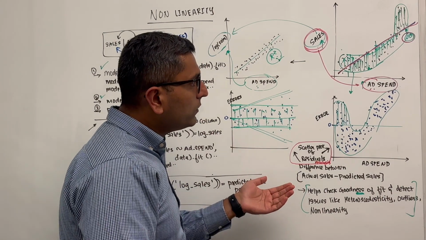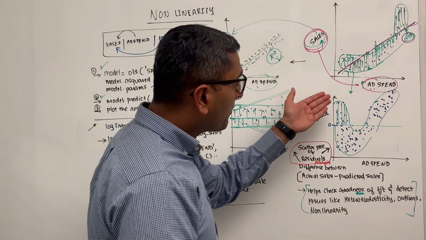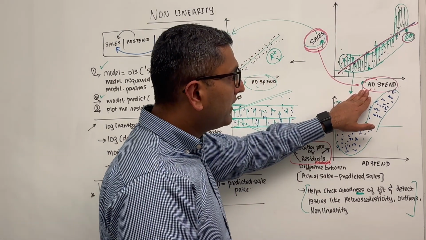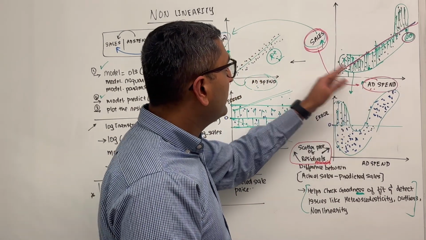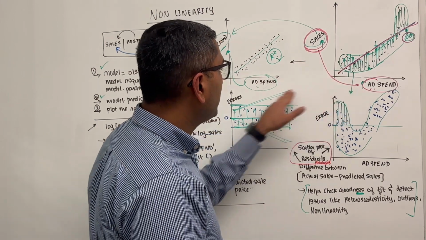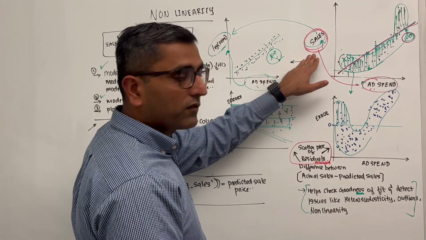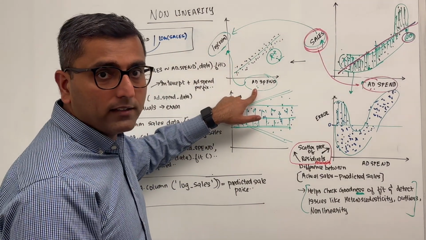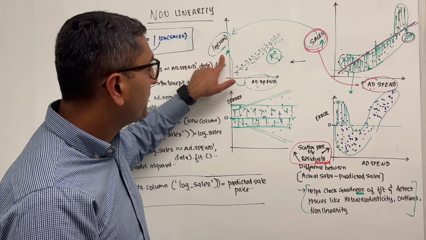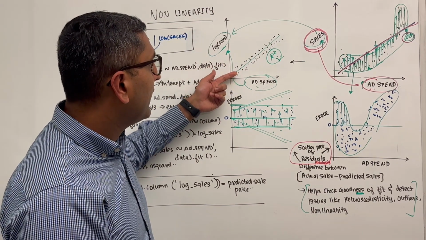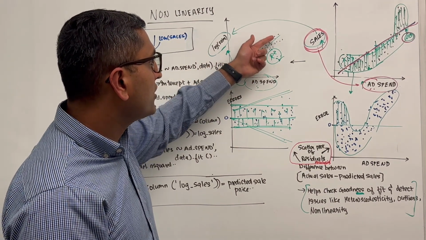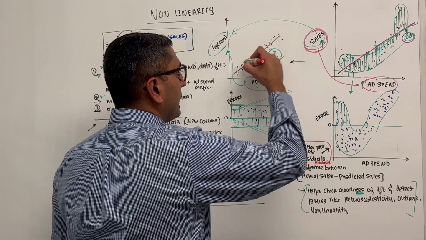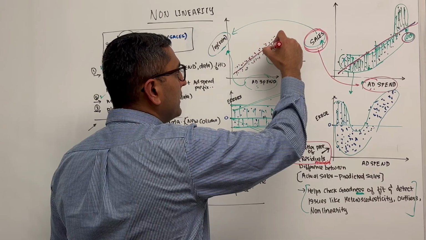So what we need to do is pause and then transform our input variables. It could be that you transform your independent variable here, ad spend. Or in this example, what I have done is I've kept ad spend as is, but I've transformed sales to log of sales, meaning I'm using ad spend to predict log of sales. In that case, what I realized is, I now have a linear relationship which looks much better. My OLS line that I'm able to fit, I see errors that are uniformly distributed.